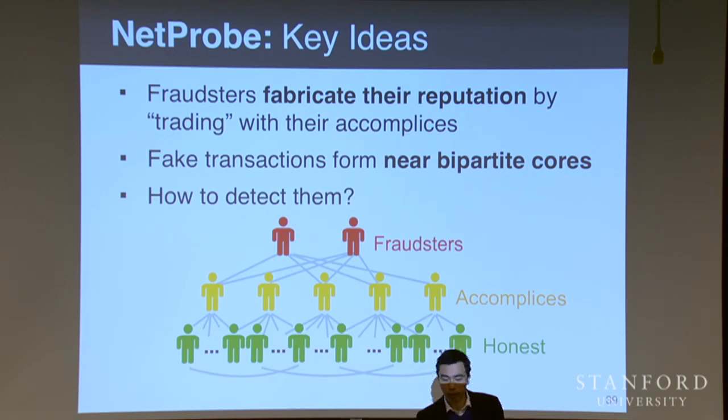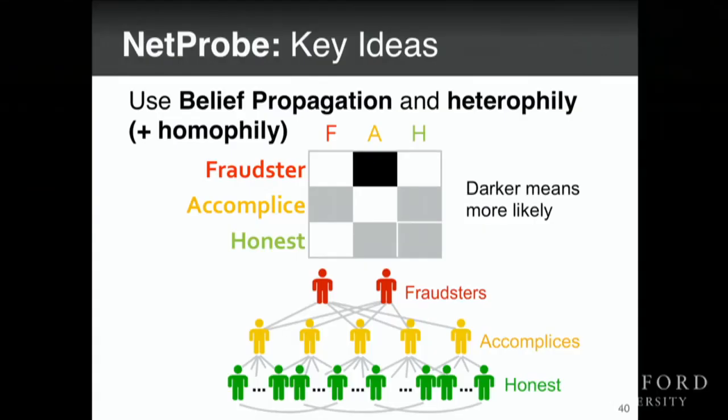At that time, there was no known algorithm to do it. So we tried a whole bunch of algorithms, and in the end, we found that belief propagation worked out really well. In this case, we are not only using homophily, but also heterophily. Heterophily means dissimilar things are more likely to be connected. If you show it in a 3x3 matrix, it will be clear.